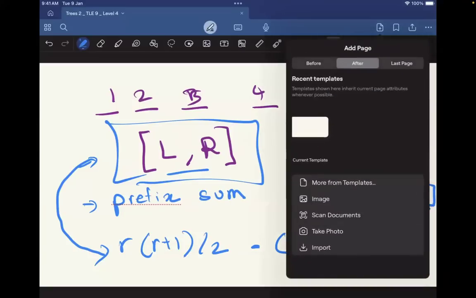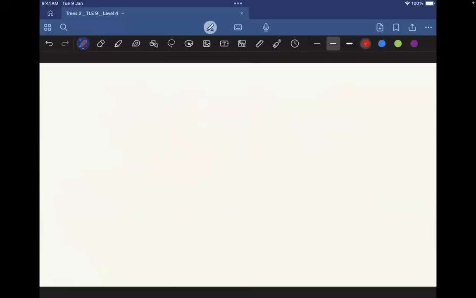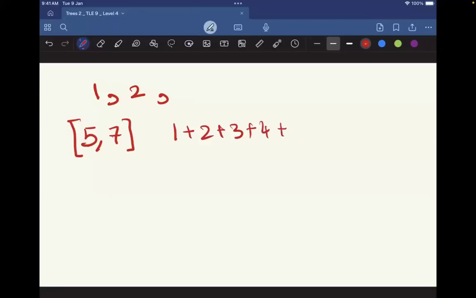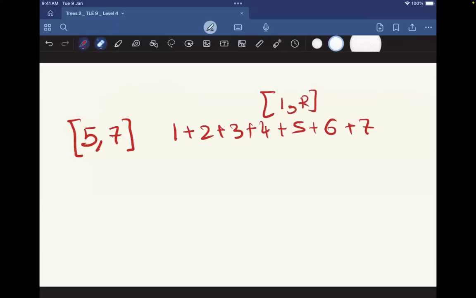Harsh says, can you repeat this again? Definitely. So, Harsh, look at this. If you can unmute, that would be amazing. Let's say I want to calculate the sum from 5 to 7. Let's say I calculated 1 plus 2 plus 3 plus 4 plus 5 plus 6 plus 7. Which is the sum from 1 to R. What is this sum? This is R into R plus 1 divided by 2. Yes or no?